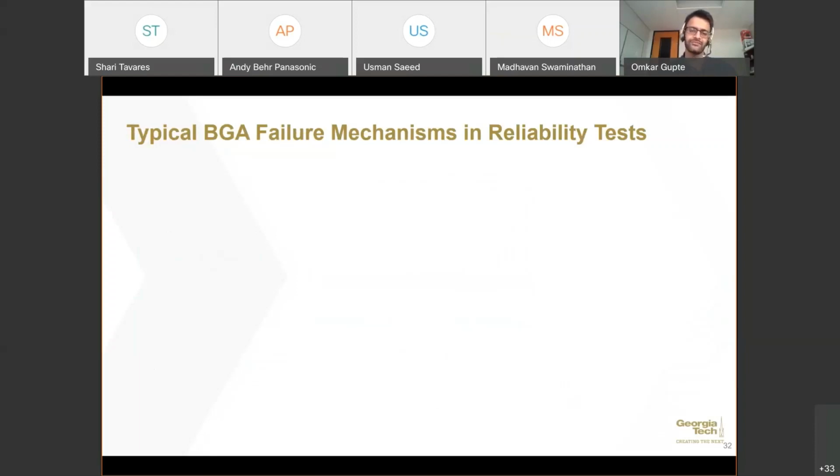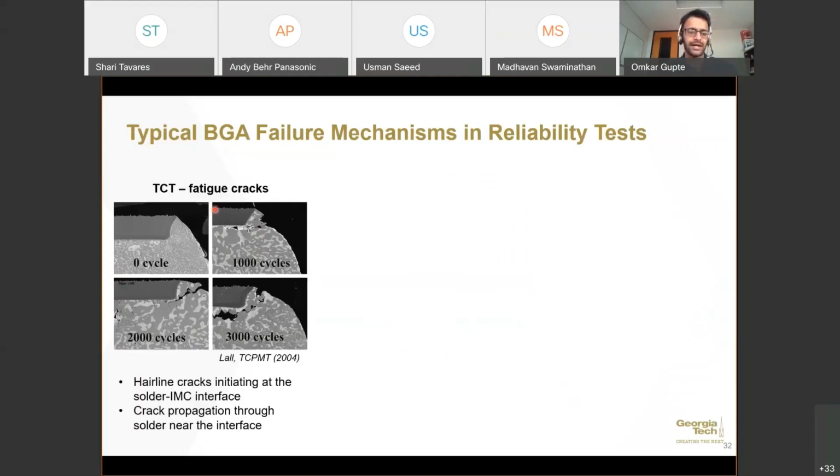Based on the reliability tests, different failure mechanisms are mentioned here. For a thermal cycling test, you'll typically see fatigue cracks at the interface of the solder and intermetallic near the pad.